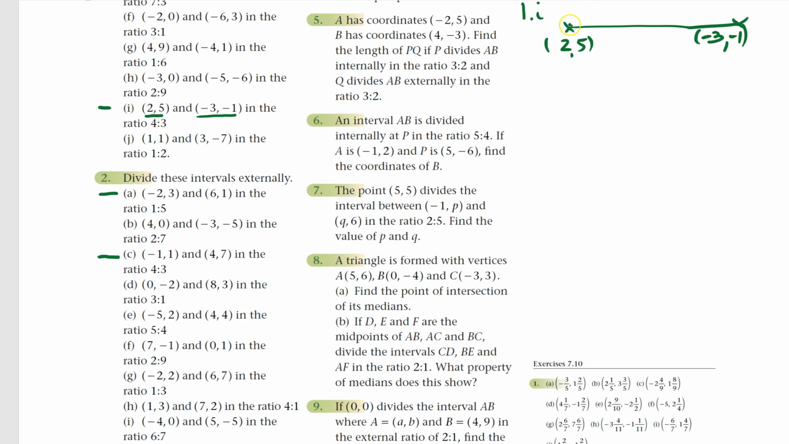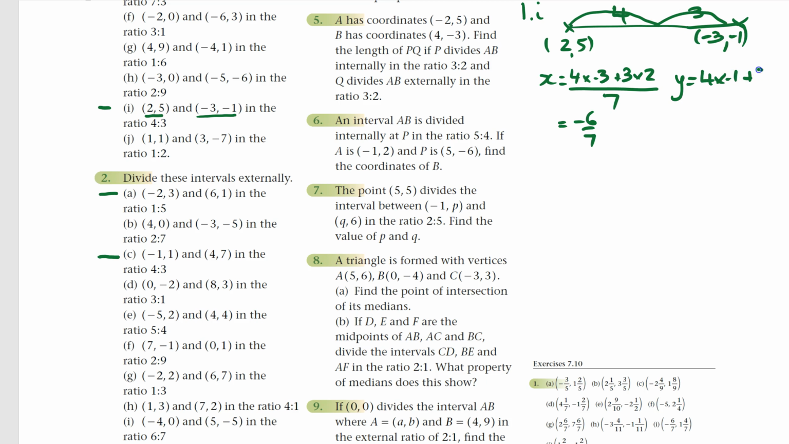So if we're dividing this in the ratio of 4 to 3, 4 parts there and 3 parts there, then to get our x value, we're just going to say that x is 4 times negative 3 plus 3 times 2, all over 4 plus 3 is 7, which is going to give us minus 12 plus 6 is minus 6 on 7.